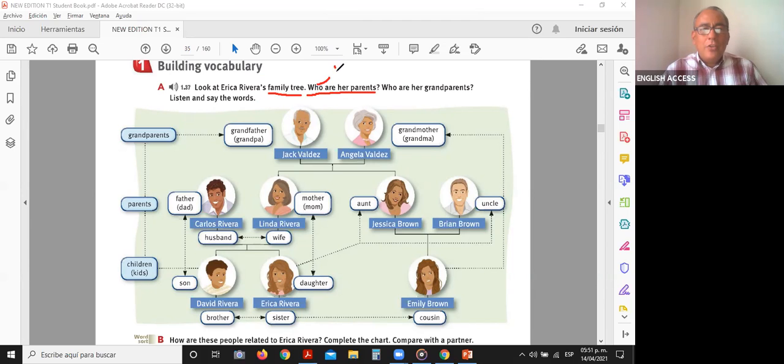The question is, who are her parents? Who is a new WH question. It's an information question. Who asks about people. Only people. Who are her parents? Who are her grandparents? So let's listen to the audio and check the family vocabulary words for this unit.